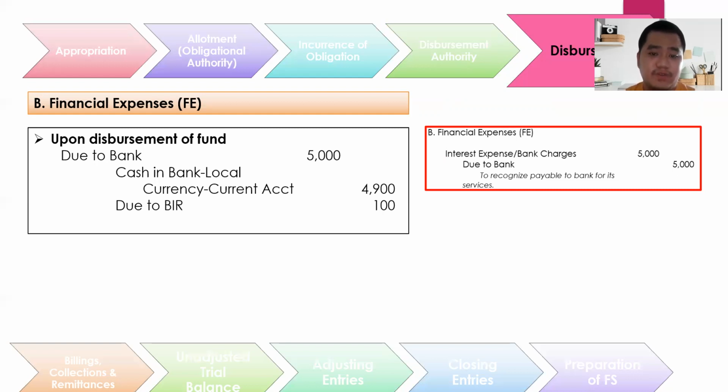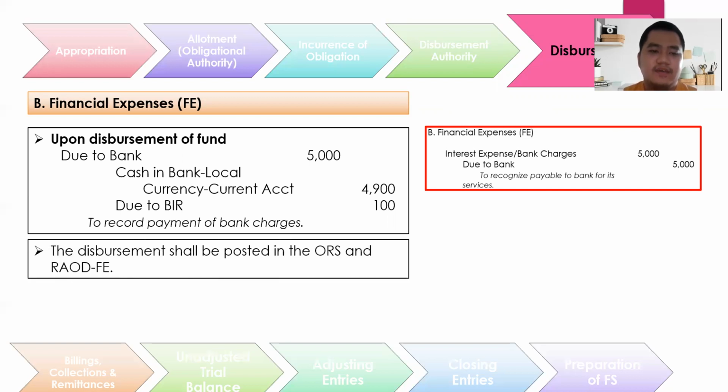Similarly, this 100 pesos due to BIR, or the final withholding tax, does not necessarily reflect the provisions in the relevant tax law related to this interest expense or bank charges. This is only for simplification of the illustrative example. So that is to record the payment of bank charges. Similarly, the disbursement shall be posted in the ORS, so it will be updated as paid and shall likewise be recorded in the RAOD FE.